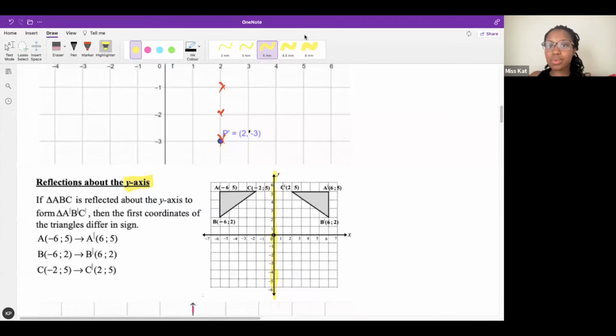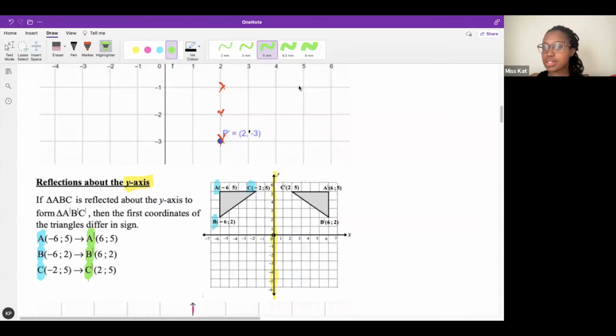So we're still working with the same triangle. Do you see that triangle ABC is the same one that we had in the previous question? So we have triangle ABC. That is our original triangle, A, B, and C. And we have now reflected it upon the y-axis. This time, what's different about the coordinates? What's the difference between A and A prime, B and B prime, and C and C prime?